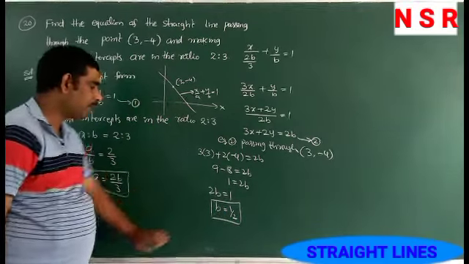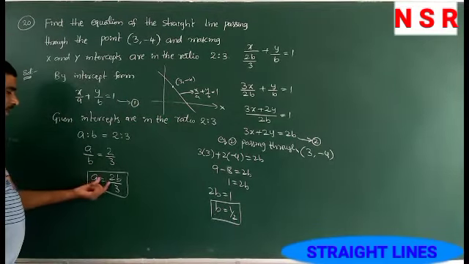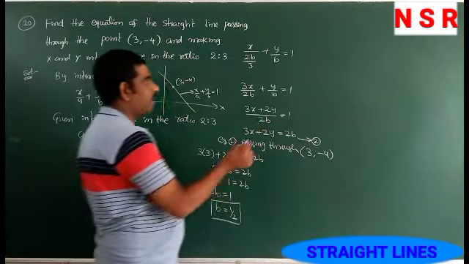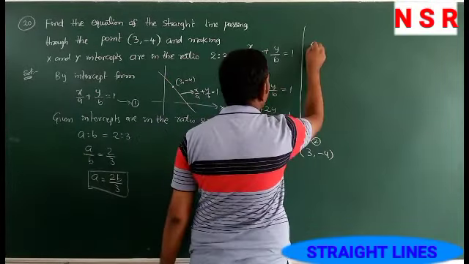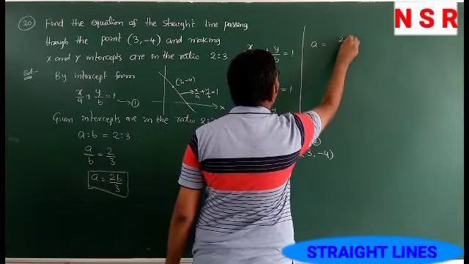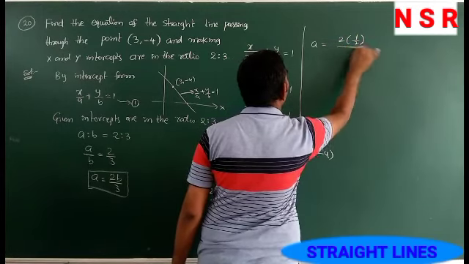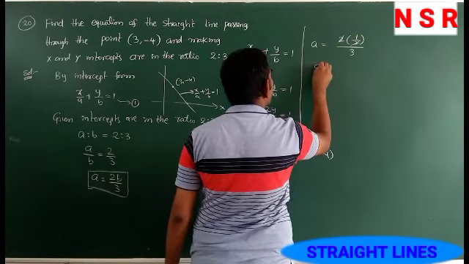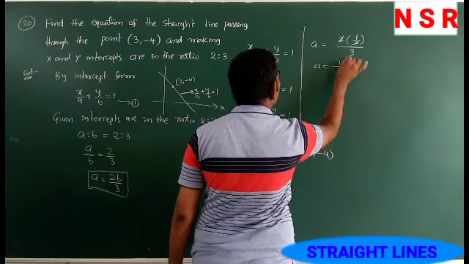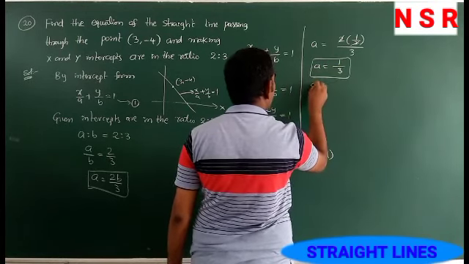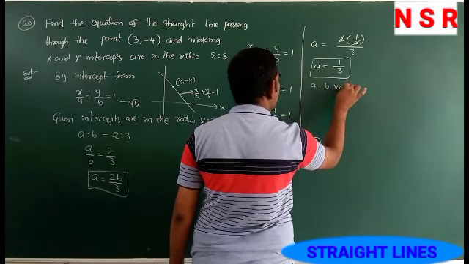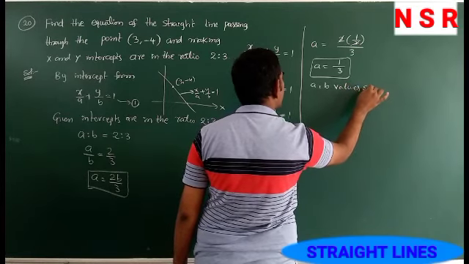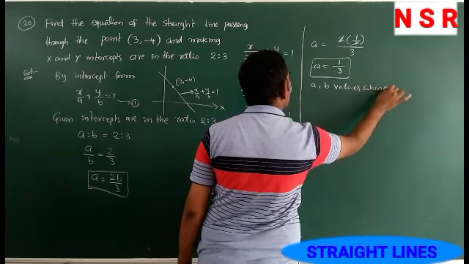So we get the b value. This b value, substitute here, we get the a value, that is a equal to 2b by 3. So 2 gets cancelled, a equal to 1 by 3. So now the a, b values substitute in equation 1.